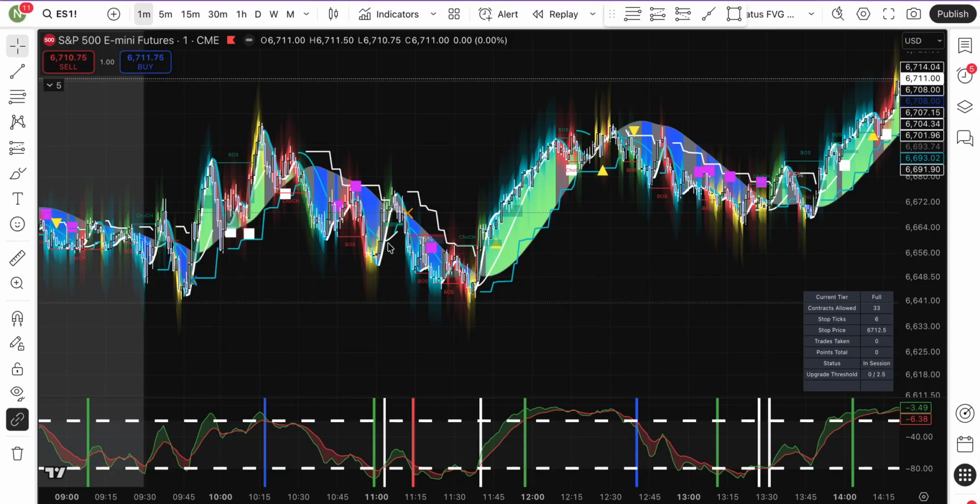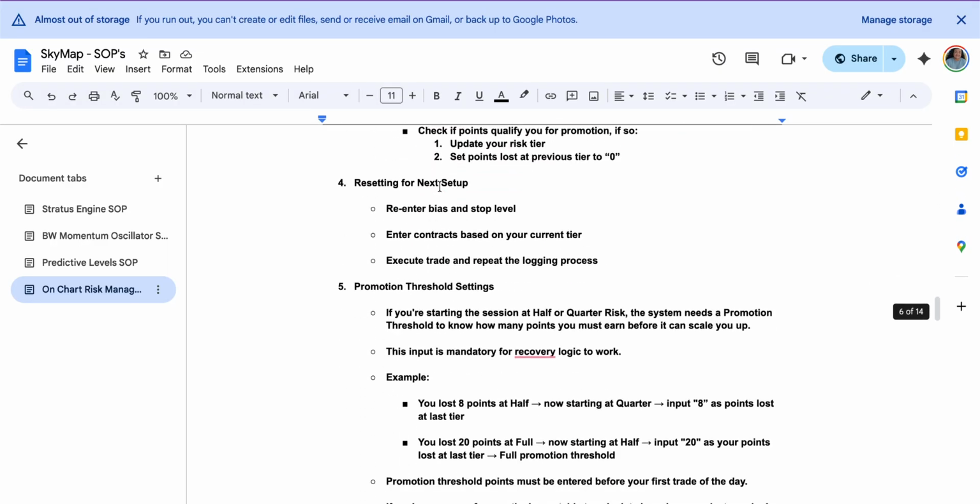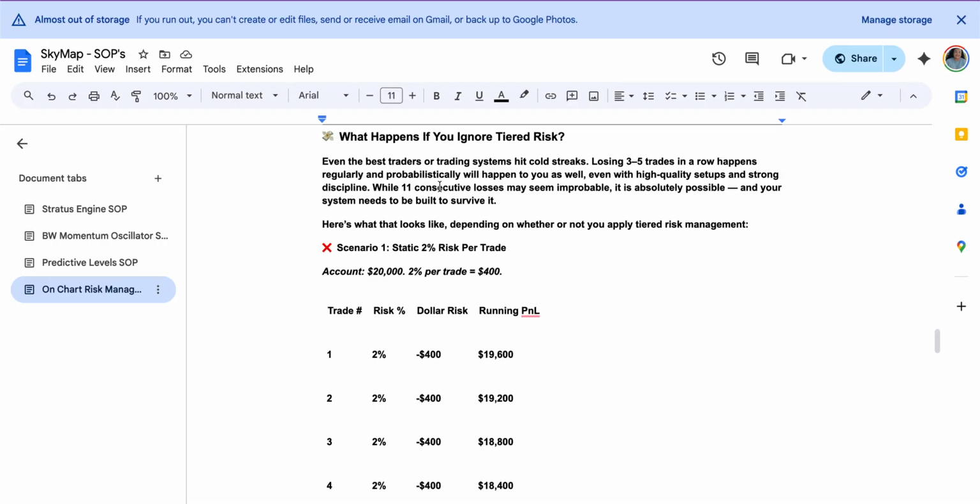Hey guys, it is Gio with Strategic Edge Trading, and today we need to talk about the risk manager. This is far and away the most important thing. I can tell you right now, if there's one thing that I want you to take away from this whole little educational series about how to utilize the SkyMap system, it's that the risk manager is the single most important tool that's bundled in to SkyMap.